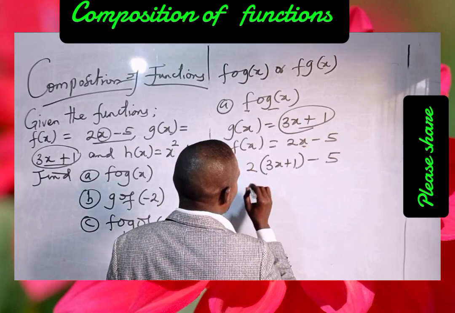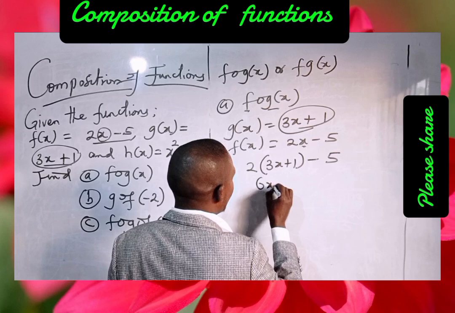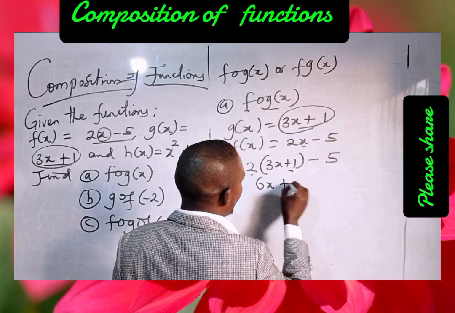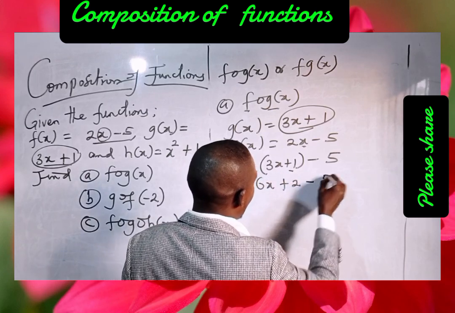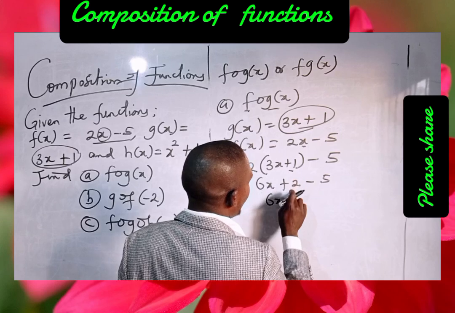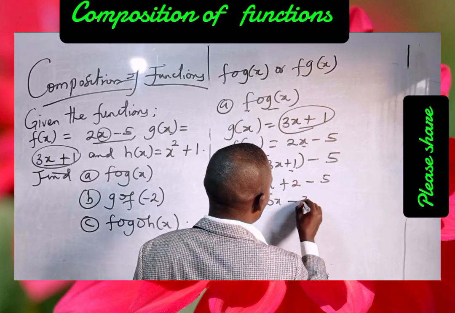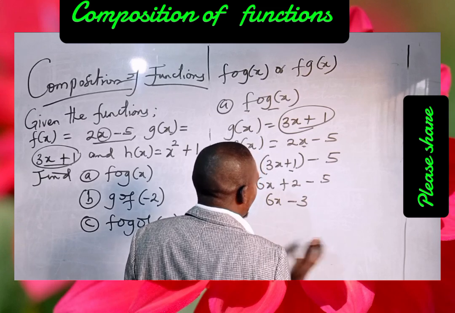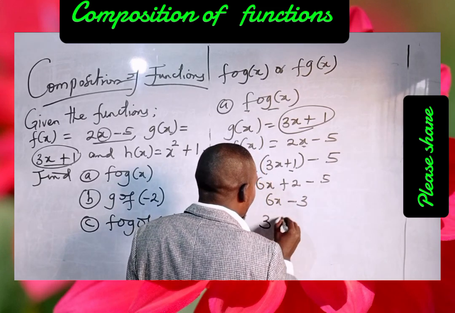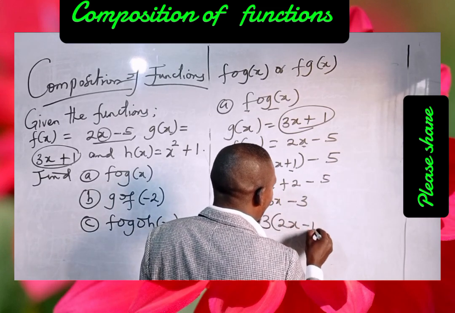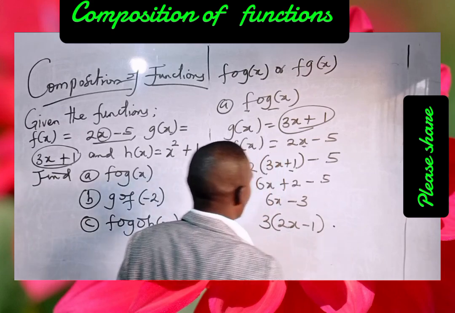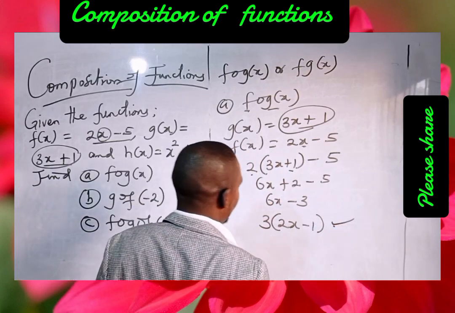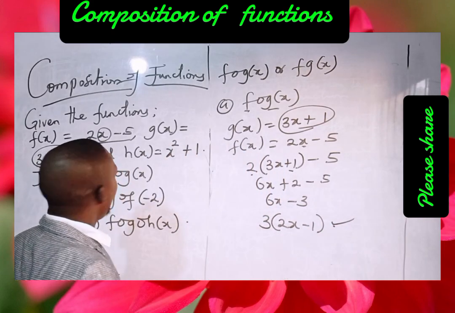2 times 3x is 6x. 2 times plus 1 is plus 2, minus 5. 6x plus 2 minus 5 is what? Minus 3. You are done. If you like, you can factorize. What is common? 3, so 3 times 2x minus 1. Very simple. You are done here. Good.